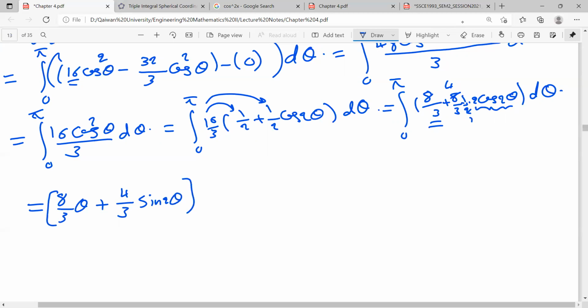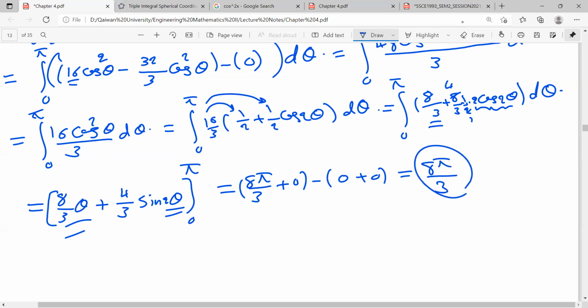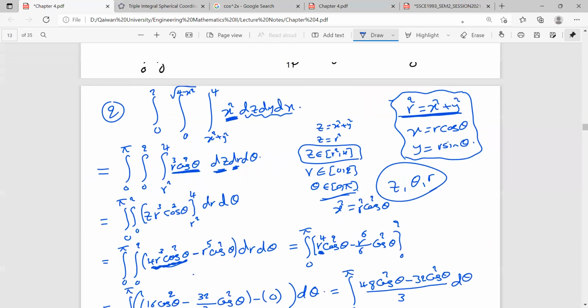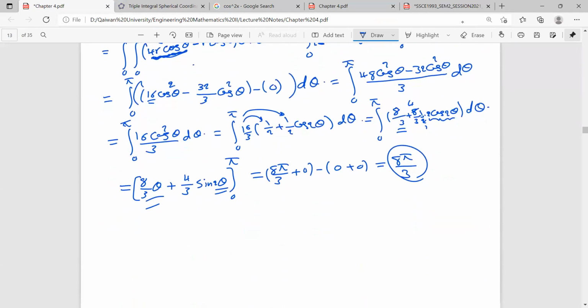Where theta is from 0 to pi. When you replace by pi, the first term becomes 8 pi over 3 plus the second term. Here we get sine 2 pi, which is 0, minus. When you replace by 0, the first one is 0 and the second is 0. It equals 8 pi over 3. That means this is the result for that example. That's the result for that triple integral.